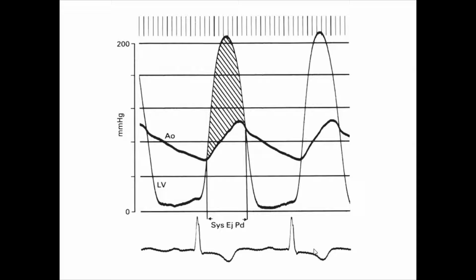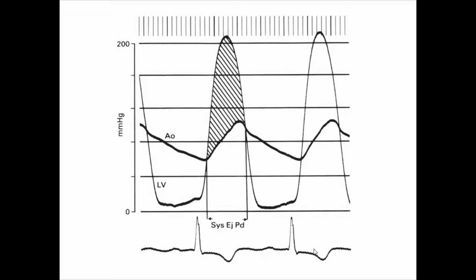LV pressure of the LV and aorta between 0 to 200. Showing chronic aortic regurgitation.